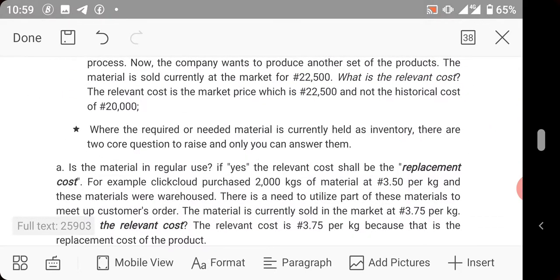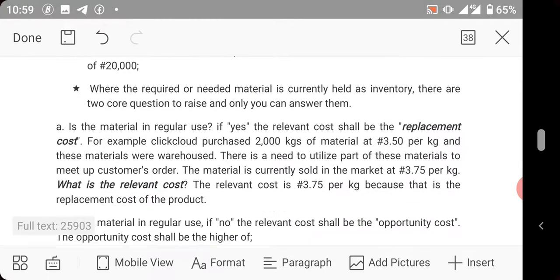Second scenario, where the required or needed material is currently held as inventory, there are two core questions to raise and only you can answer them. The first question, A, is the material in regular use? If yes, the relevant cost shall be the replacement cost.